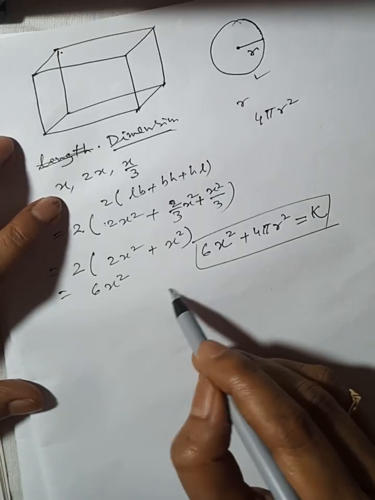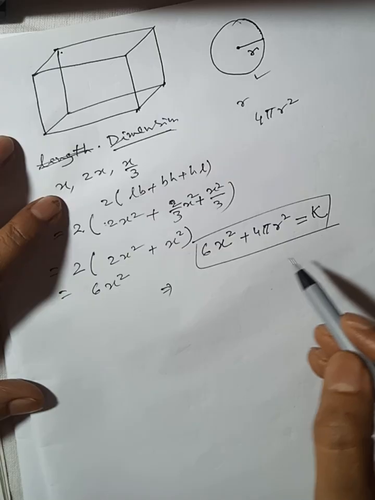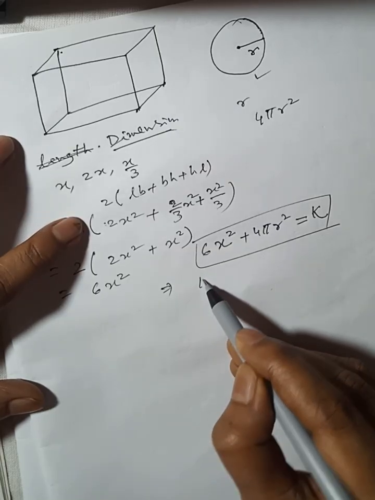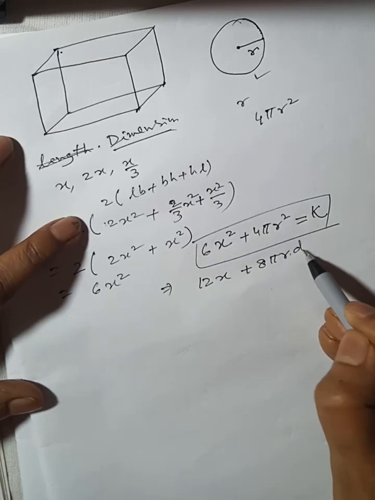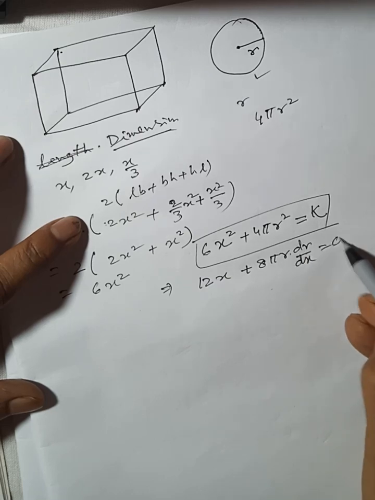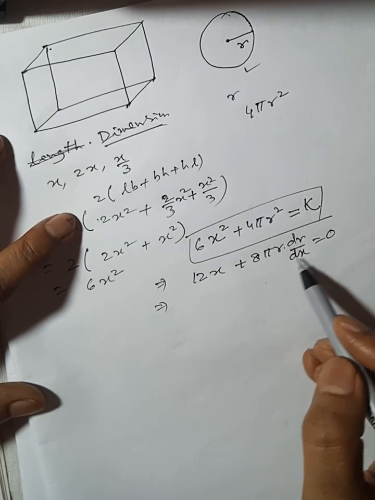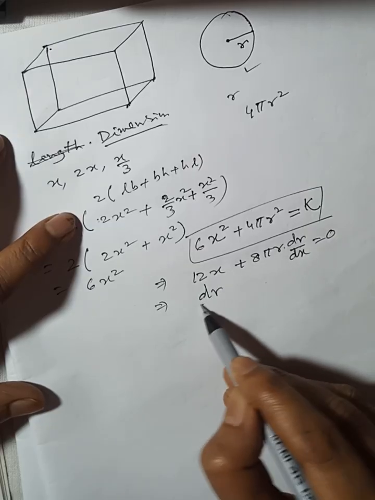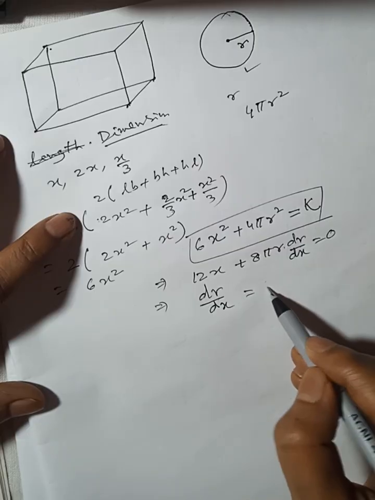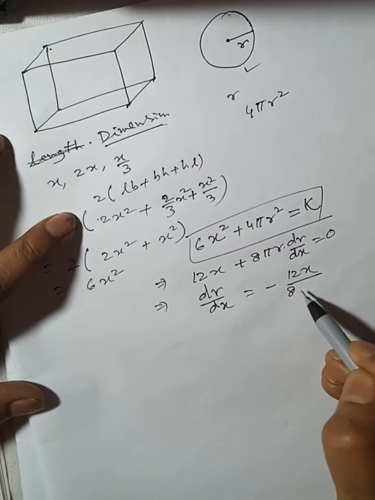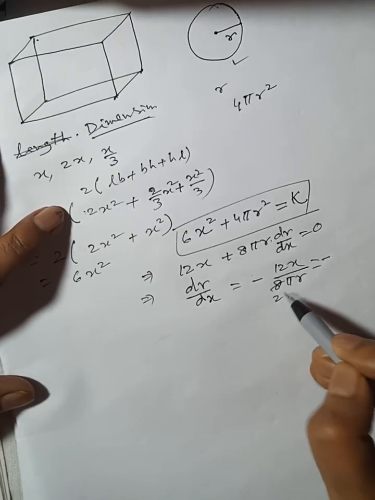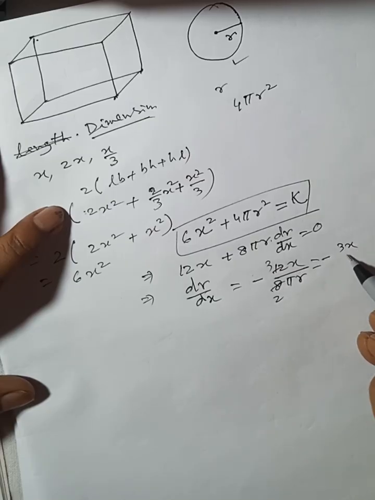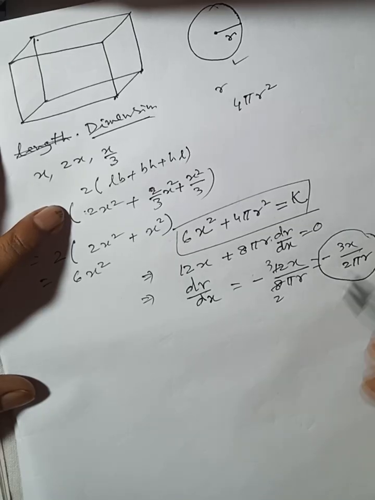Now we differentiate both sides with respect to x. We get 12x plus 8 pi r into dr by dx equal to 0. From here we get dr by dx equal to minus 12x by 8 pi r, which is minus 3x by 2 pi r. This is dr by dx.